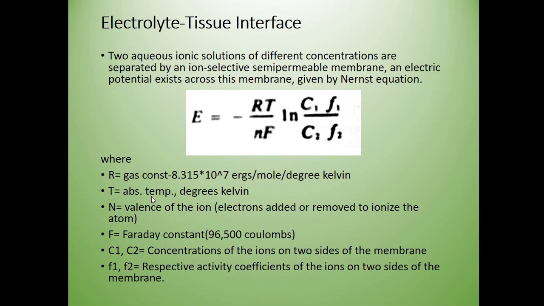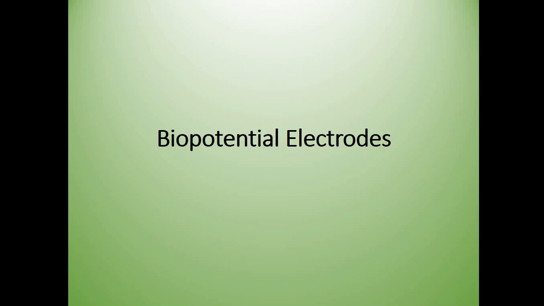T is the absolute temperature in degrees Kelvin. N is the valency of the ion. F is the Faraday constant, which is given as 96,500 coulombs. C1, C2 is the concentration of the ions on both sides of the membrane, while F1, F2 is the respective activity coefficients of the ions on either side of the membrane. So that completes the whole representation of the electrode skin interface.